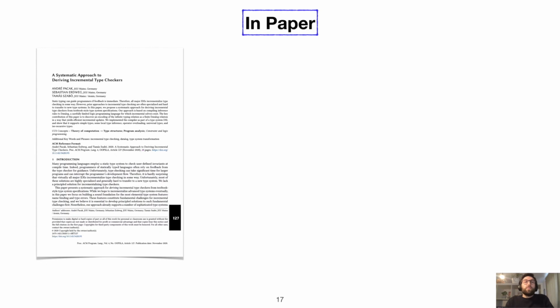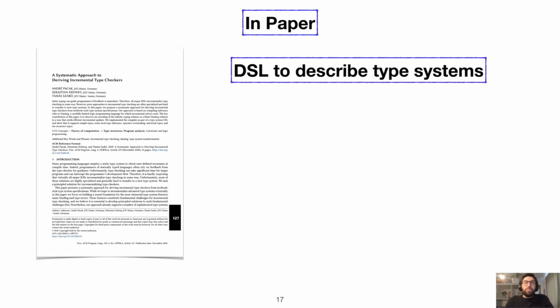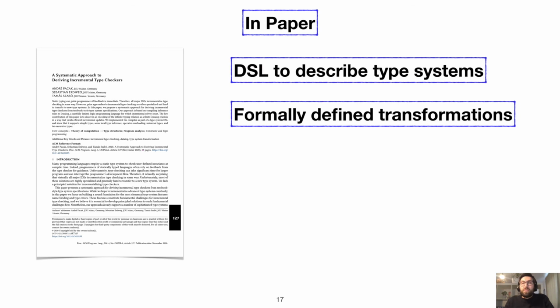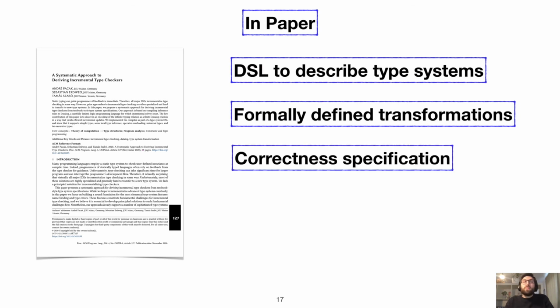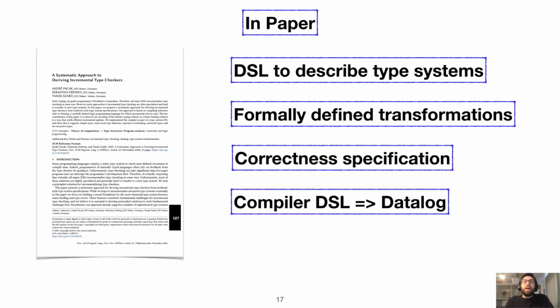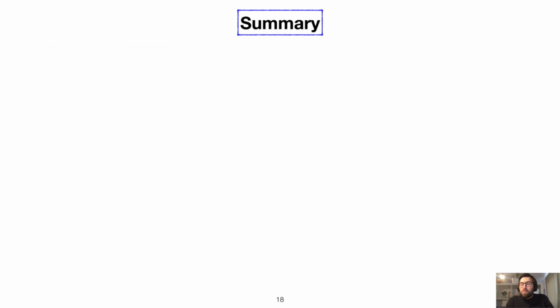In addition to the transformations we already presented, we define a DSL to describe type systems. We formally define the transformations, and we specify correctness criteria for these transformations. And lastly, we implement a compiler that takes a language specification and translates it to Datalog to get a fast type checker automatically.